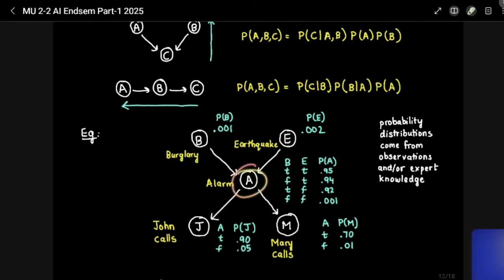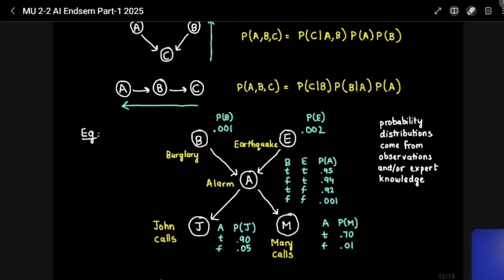And A is dependent on B and E, right? So depending on the combinations of B and E, the probability of alarm will keep changing. And J depends on alarm, so depending on alarm, probability of J will change. And M depends on alarm, so depending on alarm values, probability of M will change.